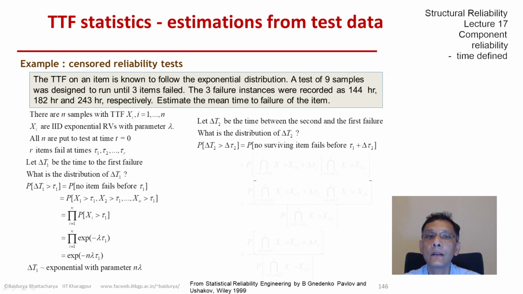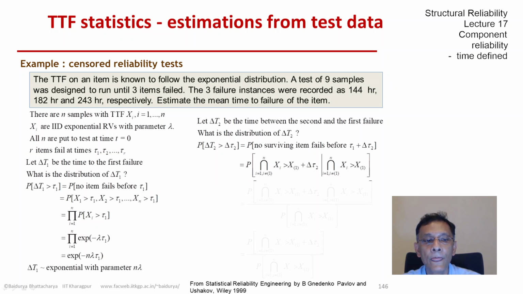Because all these elements are starting service at t equals 0. Delta T2, the time between the second and the first failures, needs to be defined in terms of the x's. So that's how we are doing it. And that in terms of all the x's looks like this. So each xi is greater than the time to first failure plus delta tau 2.